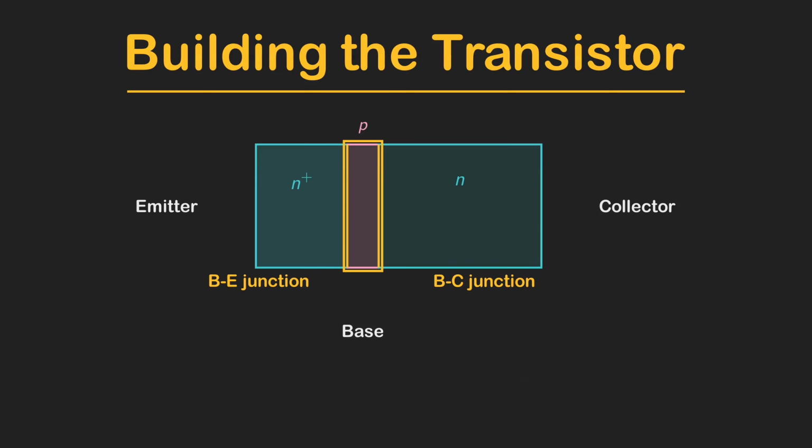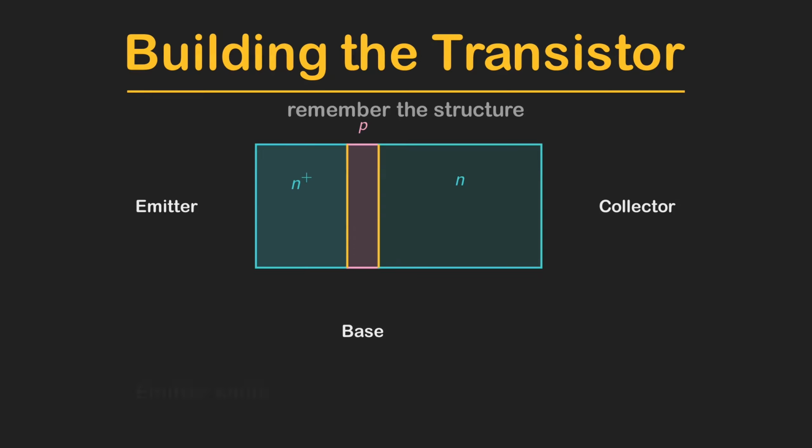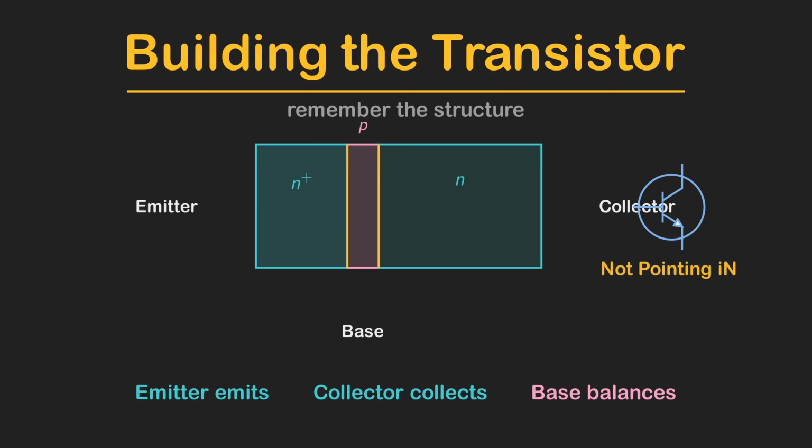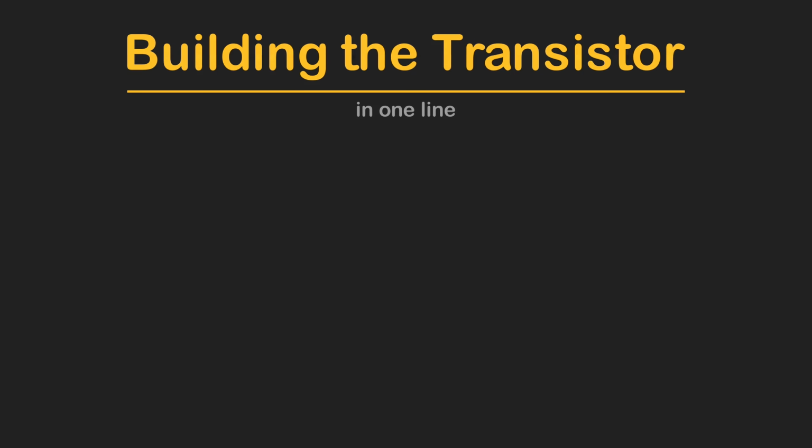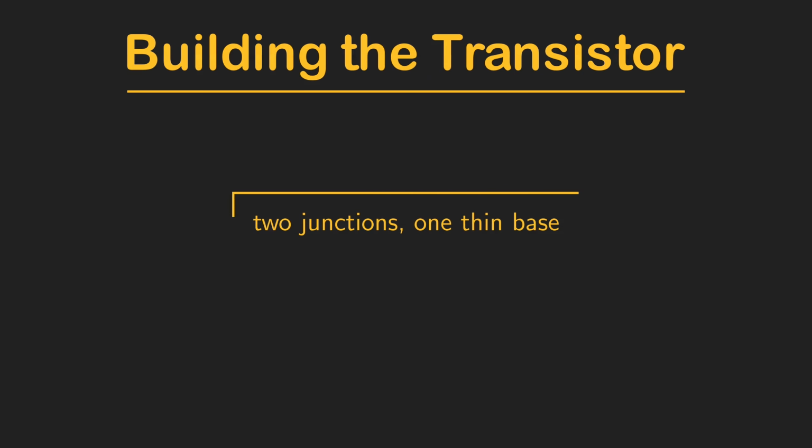Let me give you two quick ways to remember the structure. For the three terminals, think of it like this. The emitter emits, the collector collects, and the base balances. And for the symbol of an NPN, you can remember it as not pointing in because the emitter arrow points outward. So here's the section in one line. A transistor is two junctions sharing one deliberately thin base, and that thinness is not an accident.